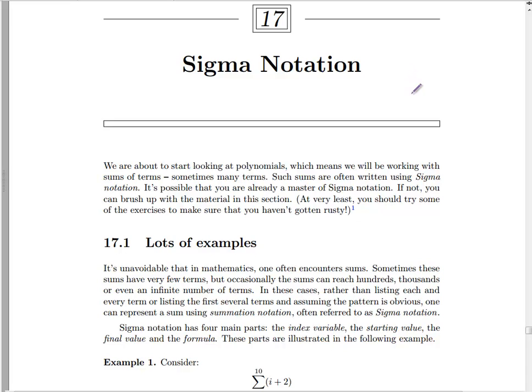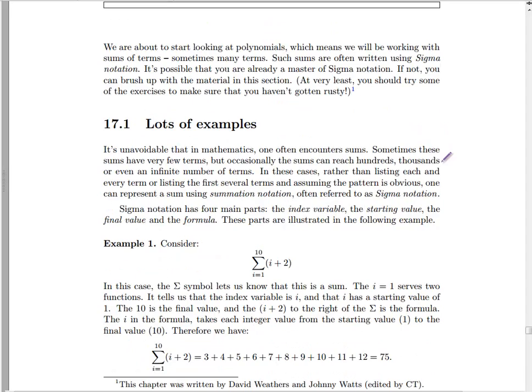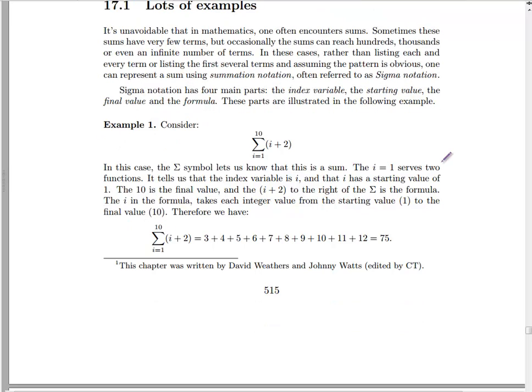Okay, in this chapter we're going to talk about some very useful notation called sigma notation. And here's an example down here. You have the big sigma, this symbol here. You have the starting value, 1, the finishing value, 10, and the expression that's evaluated for each value of I.